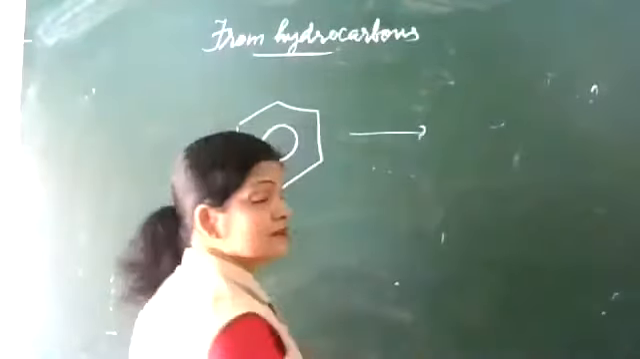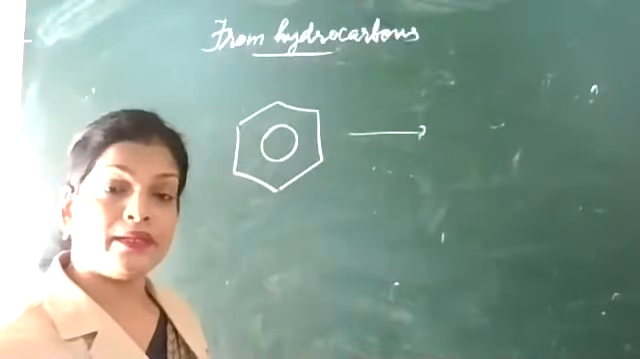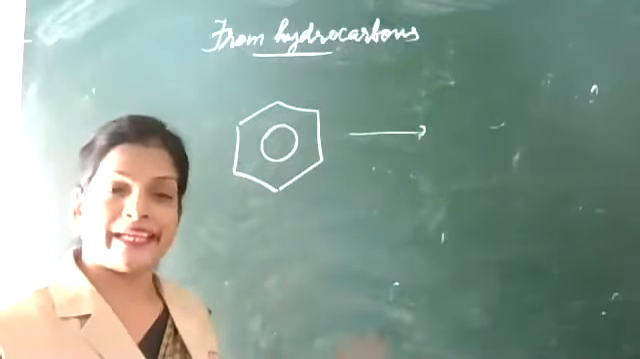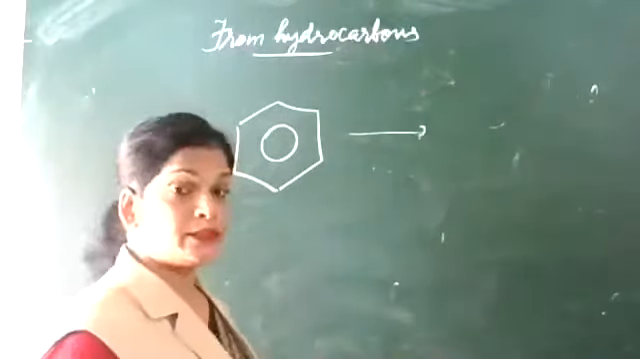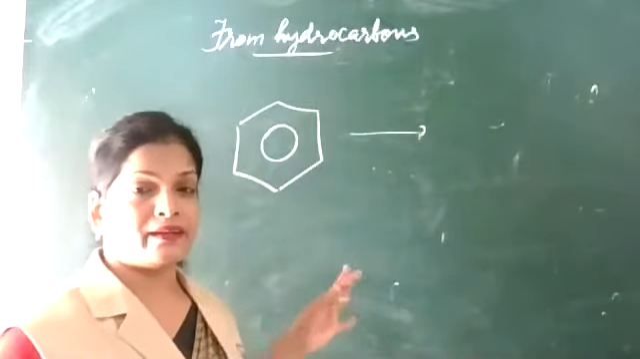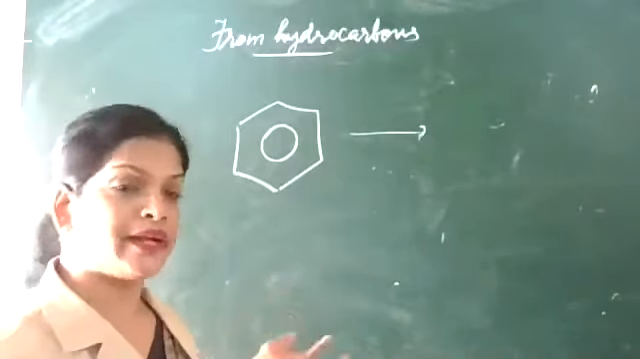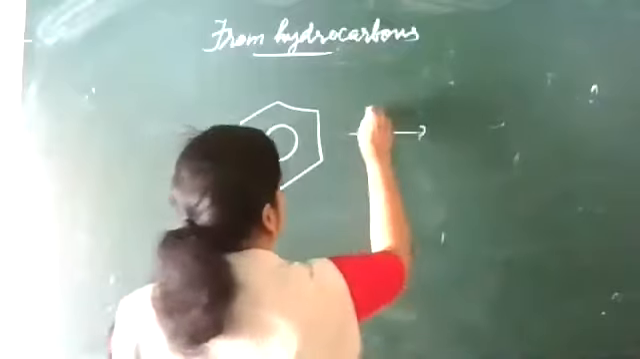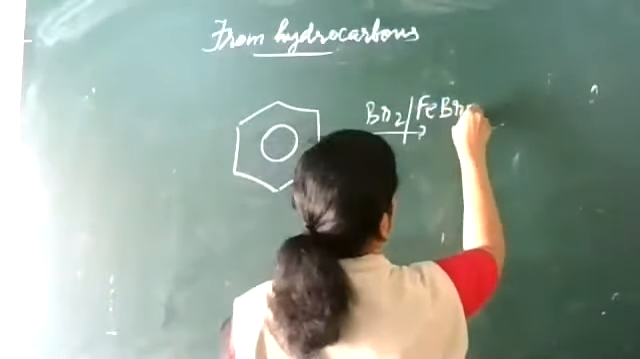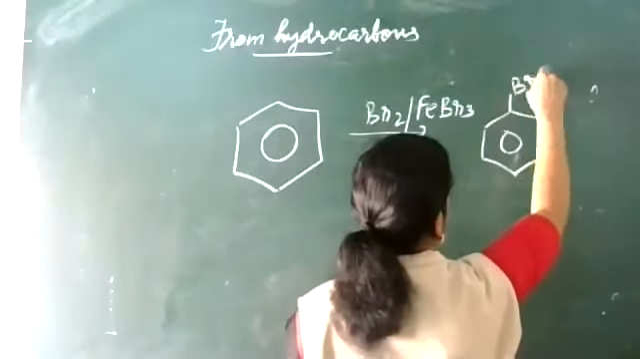Suppose you are using Br2/FeBr3. Aryl hydrogens are replaced by Br2/FeBr3, or Cl2/FeCl3, like that, with Cl2 in presence of iron, or Br2 in presence of iron in dark. So Br2/FeBr3. Then aryl hydrogen is replaced in dark.